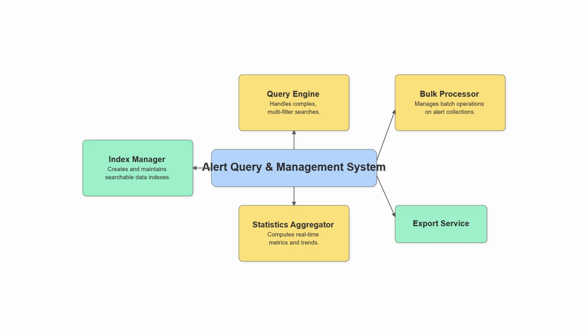For dealing with large volumes of alerts, we have the bulk processor. This manages batch operations, allowing you to acknowledge, resolve, or suppress thousands of alerts simultaneously without overwhelming the system. Finally, the statistics aggregator computes real-time metrics and trends, providing immediate insights into your alert landscape, helping you understand patterns and identify potential issues before they escalate.